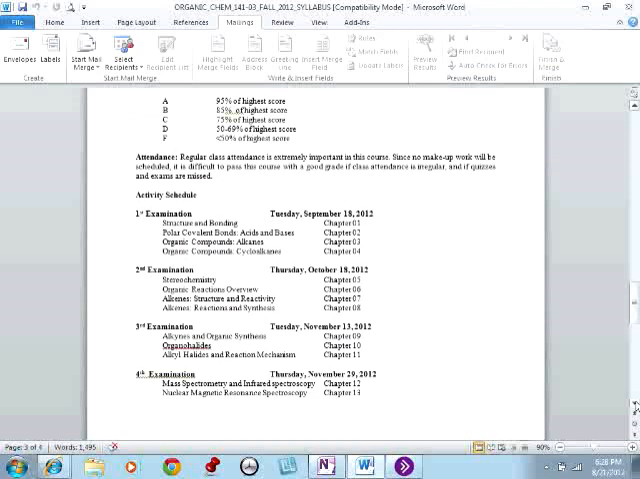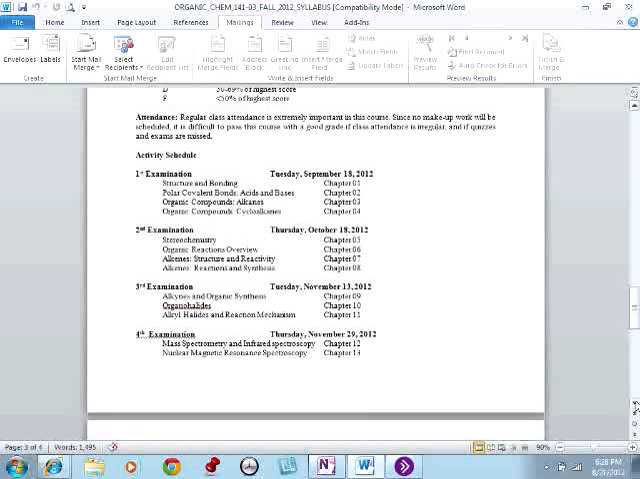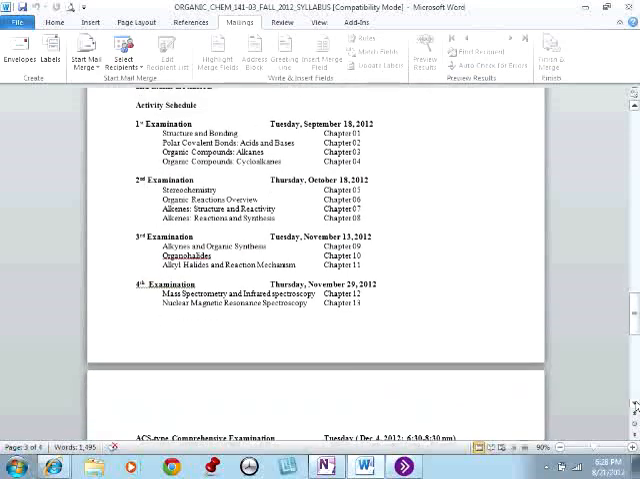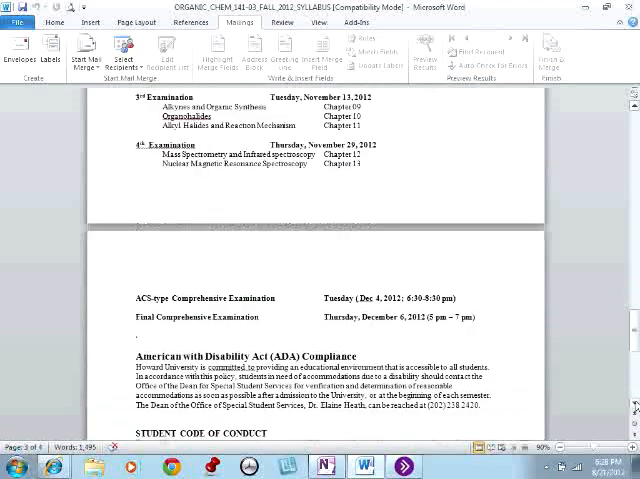Okay, so the dates of the exams are given and the topics are also given. Then for the ACS type comprehensive exam, this will be given on December 4, between 6:30 to 8:30 in this room. And the final exam will be on Thursday, December 6, also in this room, from 5 p.m. to 7 p.m.